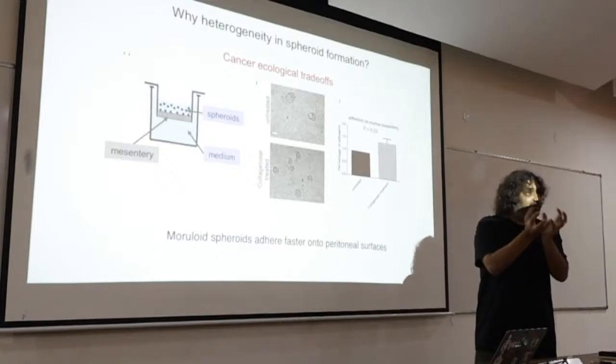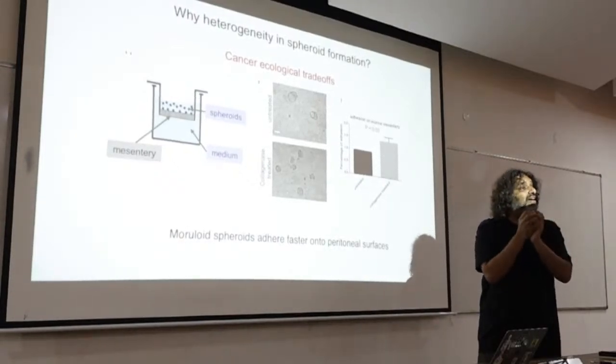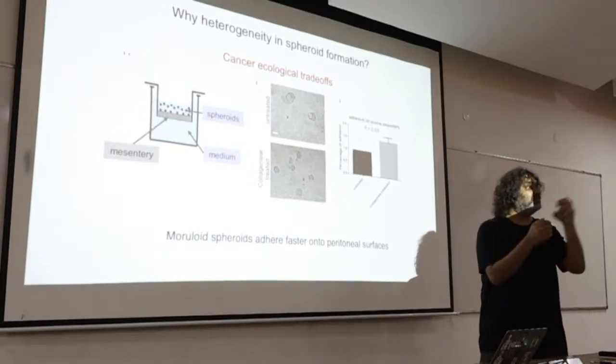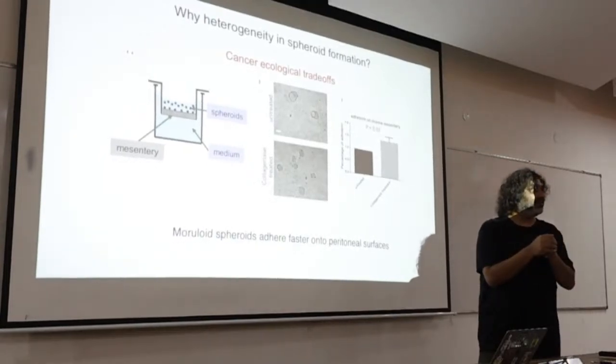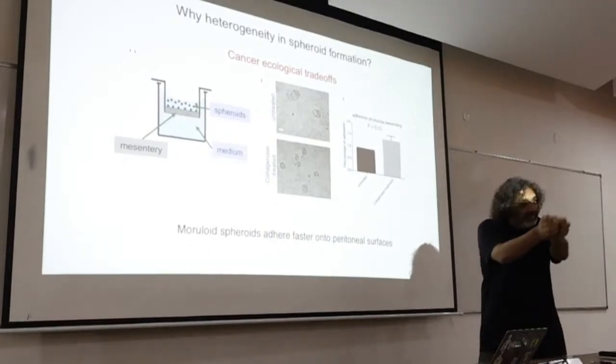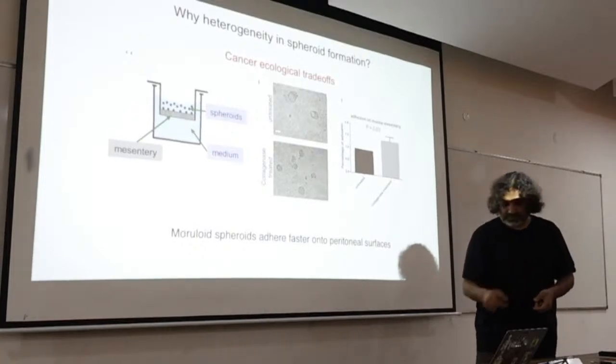Moruloids, the clumped cells, the solid cells, tend to be more adhesive. They tend to settle down much faster than the hollow spheroids. They are able to form and immediately settle down. Fast colonizers. Okay.